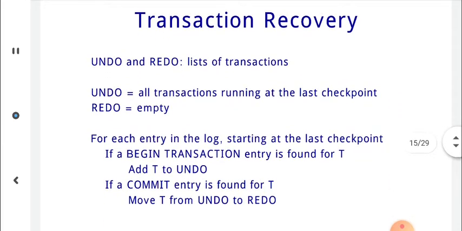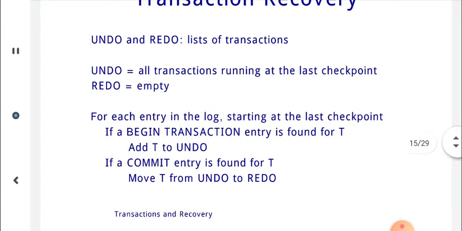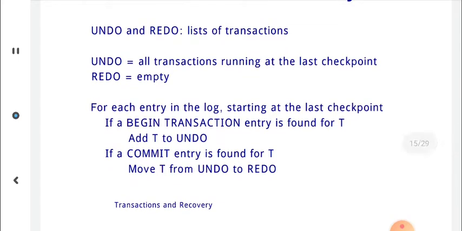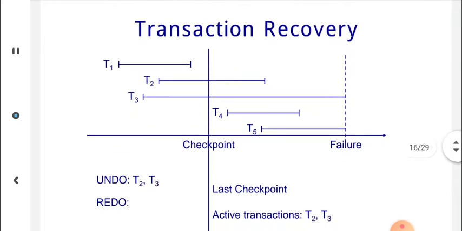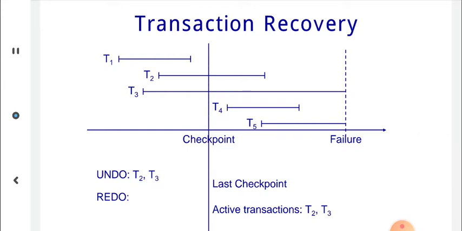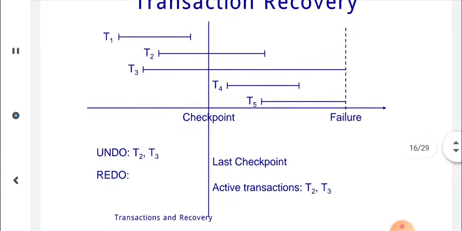So for transaction recovery, there is an undo and a redo list of transactions: undo all transactions running at the last checkpoint, redo empty. Then read the entries in the log starting at the last checkpoint, and if a beginning transaction entry is found, add T to undo, because logically you can decide whether you undo or whether you redo. And transaction recovery happens like this. This is a very important diagram because we will have our final exam based on these transaction recovery points. This diagram talks about checkpoint and failure, and you see which one is undo, which one is redo. That should be very, very clear.